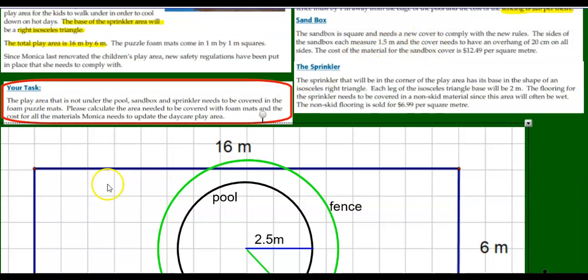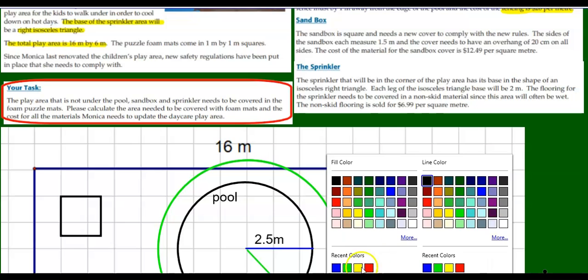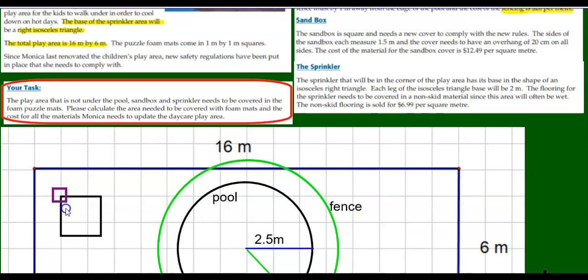So let's draw the sandbox. We have some space over here. So let's draw a square. So here is our sandbox. It's going to be 1.5 meters, like that. That's our sandbox. And now our cover is going to overhang by 20 centimeters. Let's draw another square, and let's make this one purple. So it's going to be just a little bit bigger than the square. So this is the cover, like this. It's going to be a bit bigger than the actual sandbox.